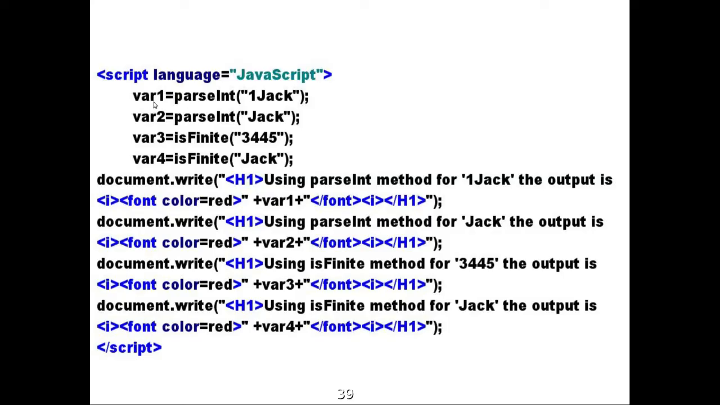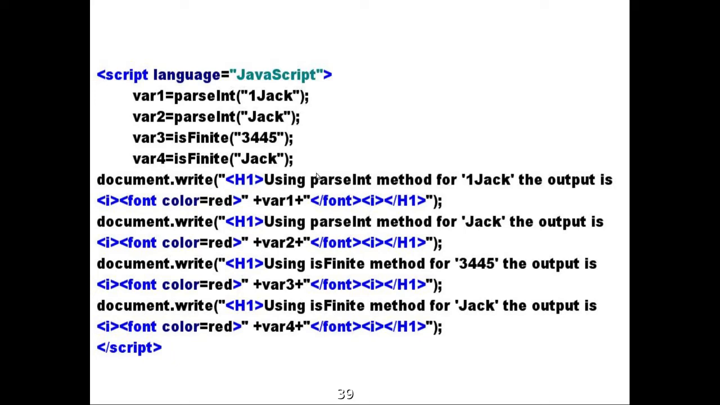I have got variable 1, parseInt of 1 jack. I have got variable 2, parseInt of jack alone. Variable 3 is isFinite of 3445. Variable 4 is isFinite of jack. Now let us see how it works.